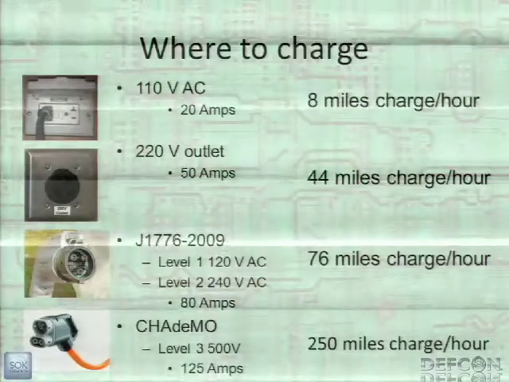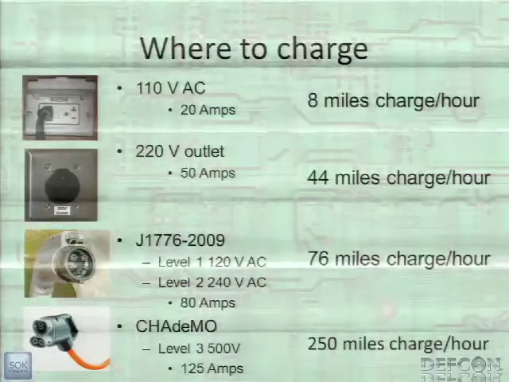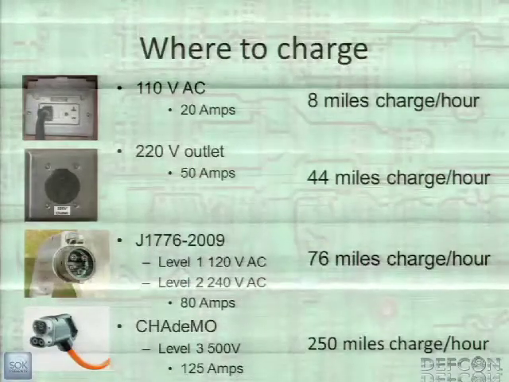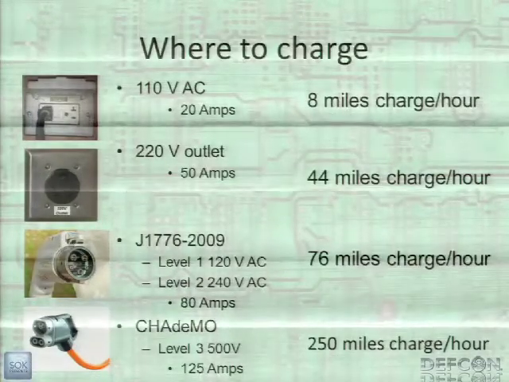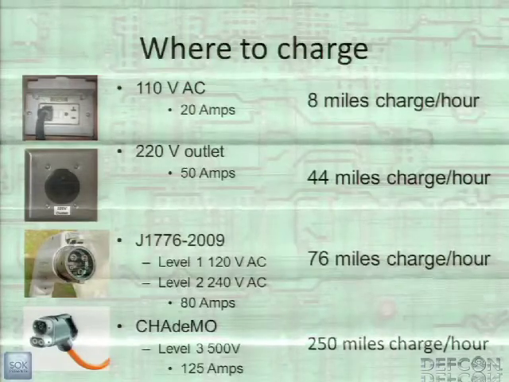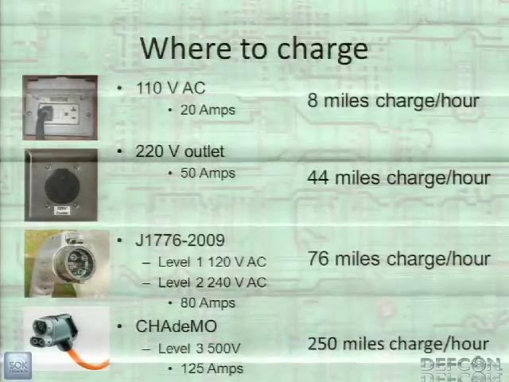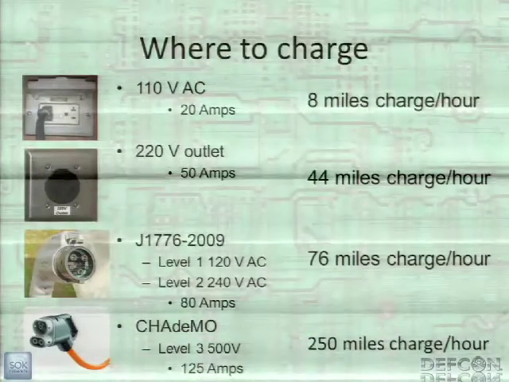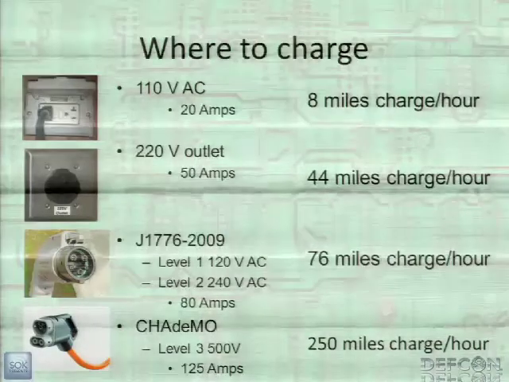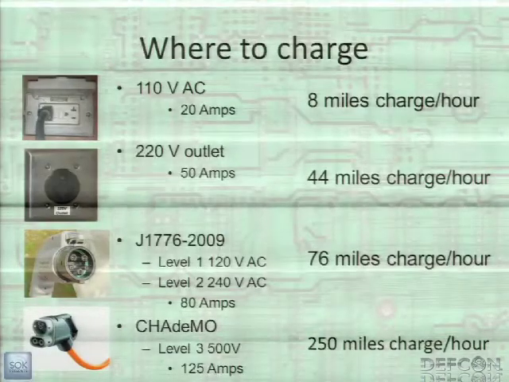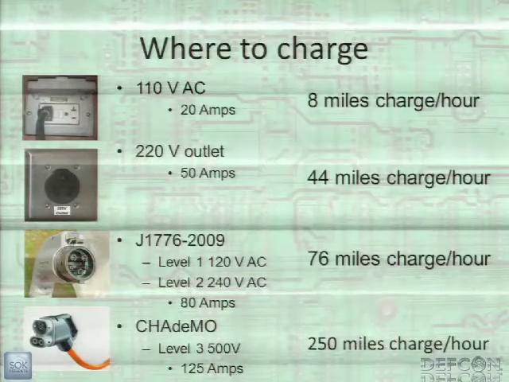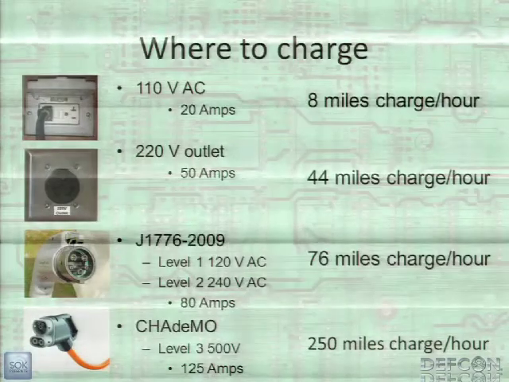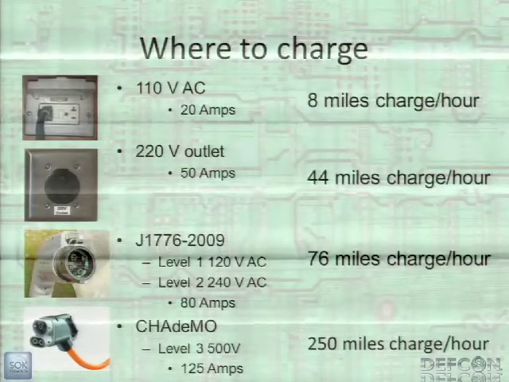So no one's decided on an official standard. The US uses the J1772, but there's still some arguments over how to do that. Obviously, you can get a lot more power out of these, up to 76 miles of charge per hour. The standard used by Japan is CHAdeMO, and they've got a lot of these going in the US. These are called level 3 chargers, and they can give you up to 250 miles of charge in an hour.